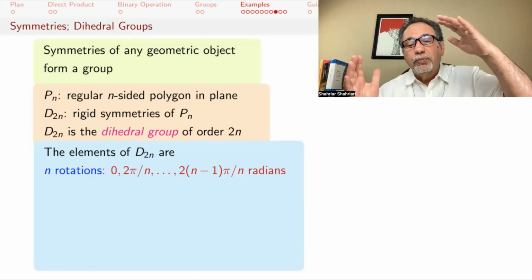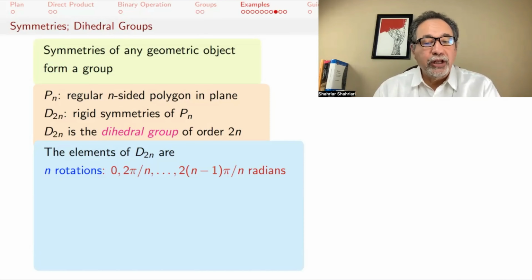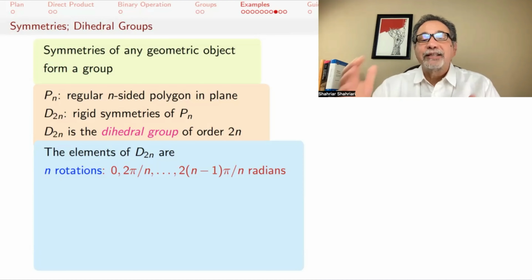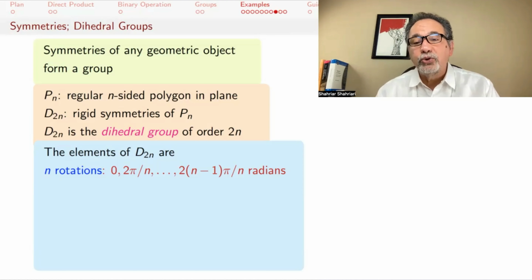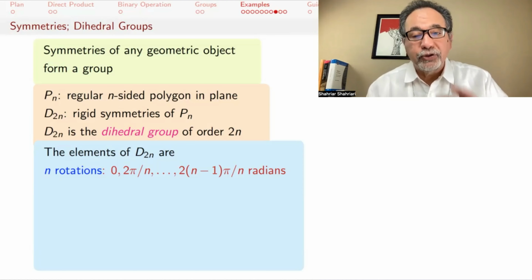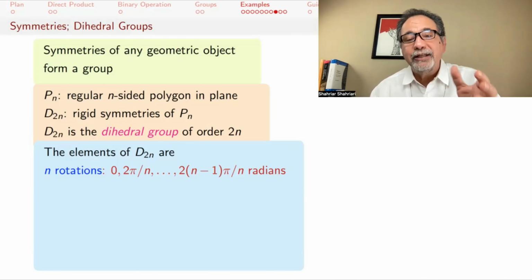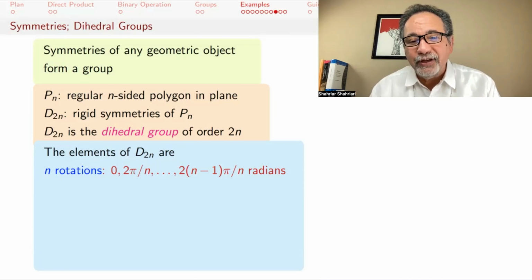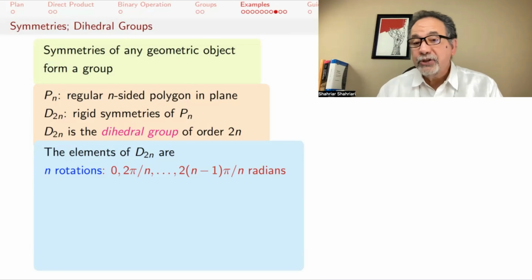You can take your polygon and rotate it. You can go 2 pi over n, or twice that, or 3 times that, or n minus 1 times that. If you do n times that, that's the same as doing 0. So there are n rotations for an n-gon. For a square, for example, there are 4 rotations: 0, 90 degrees, 180 degrees, and 270 degrees. For an n-gon, there are n rotations.